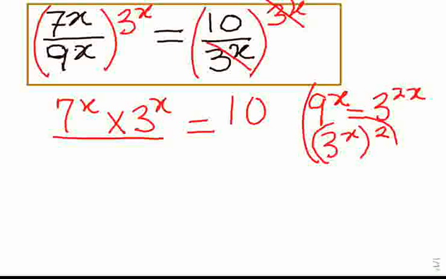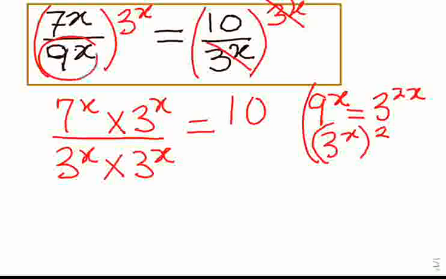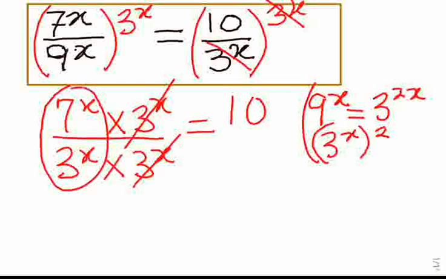And you know what it means to square a term. If we square 3 raised to power x, that will be 3 raised to power x multiplied by 3 raised to power x. So this has been split into 2, so that this can now cancel this. So what do we have left? We have 7 raised to power x divided by 3 raised to power x equals 10.